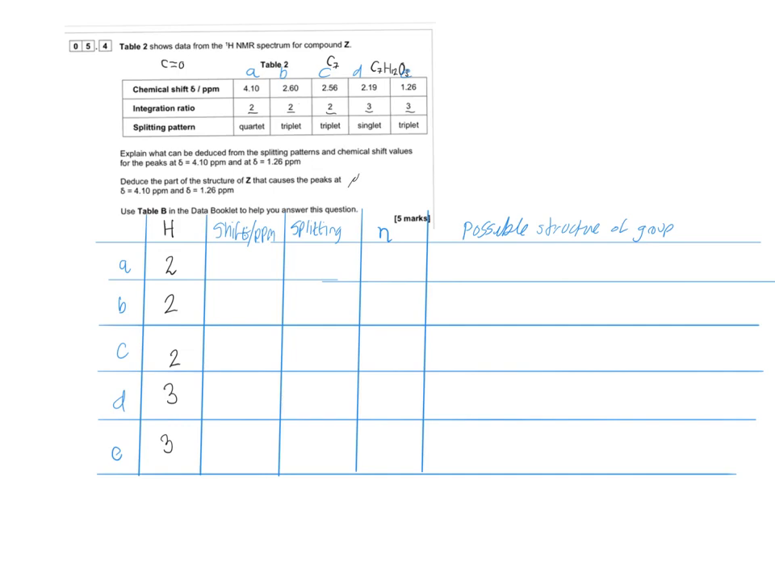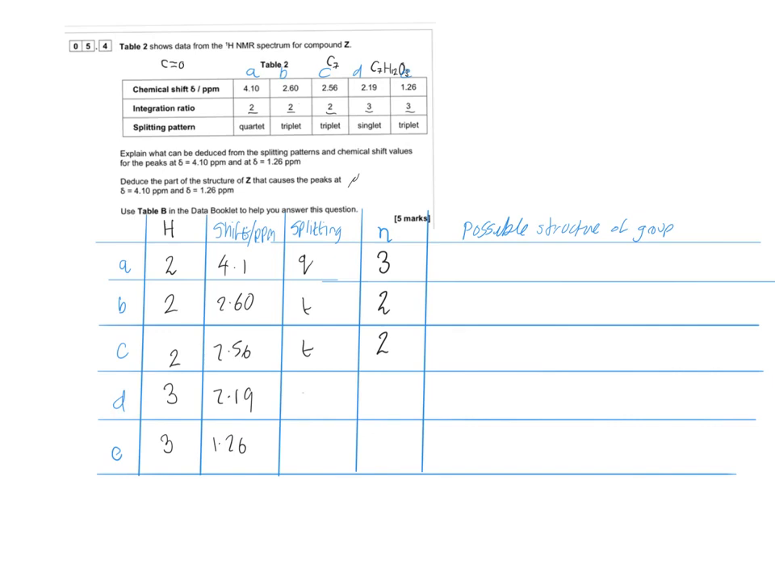Let's just put in the chemical shifts quickly. So that's 4.1, 2.6, 2.56, 2.19, 1.26. The splitting pattern is a quartet, so I'm just going to write a Q. So that means the number of nearest neighbours is 3. The splitting pattern there is a triplet, so the number of nearest neighbours is 2. The splitting pattern there is a triplet, so the number of nearest neighbours is 2.